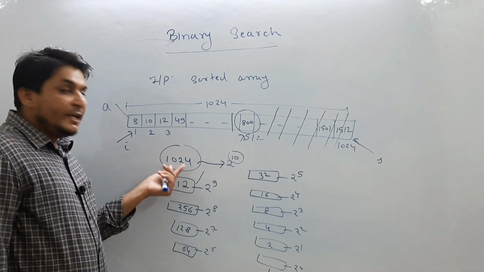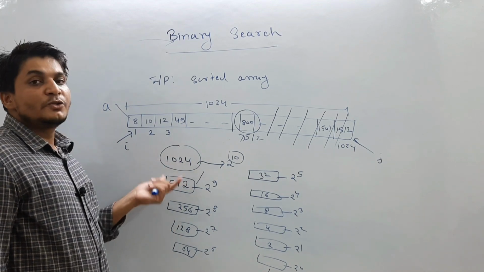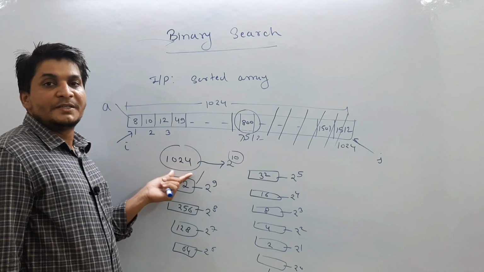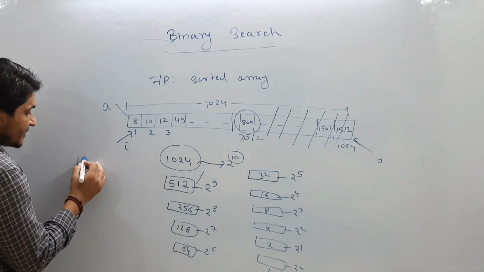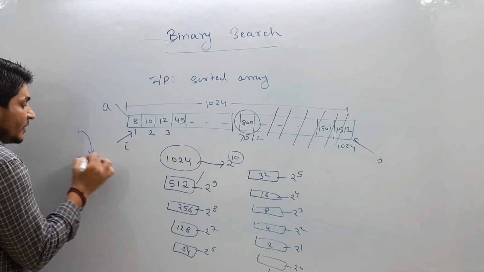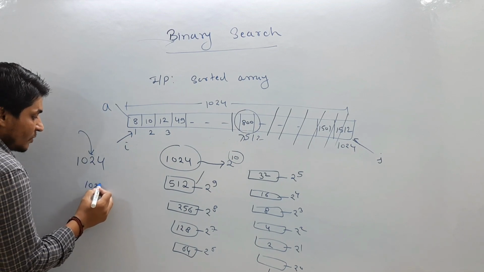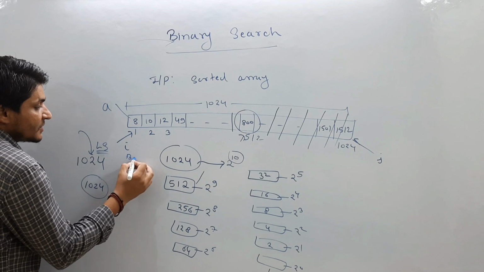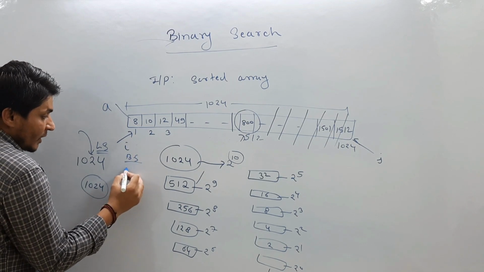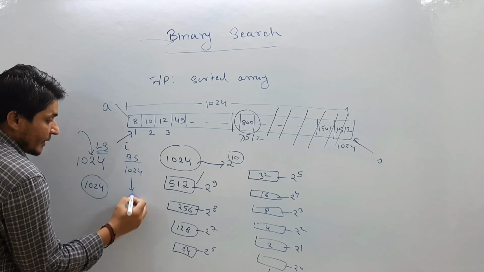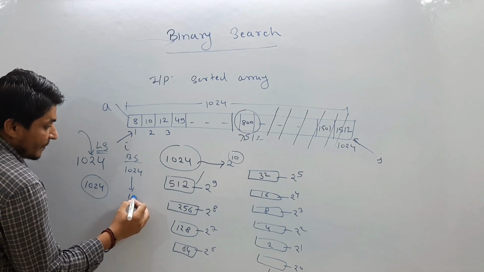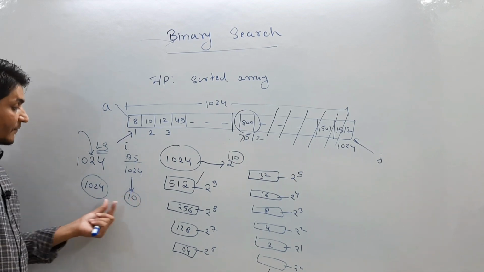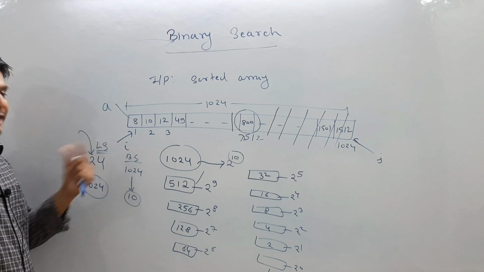But if you apply linear search in this case, how many comparisons do you have to make? 1024 comparisons. If you apply linear search on 1024 elements, in the worst case you need 1024 comparisons. But if you apply binary search on 1024 elements, you are doing only 10 comparisons. Now you can see the difference between linear search and binary search.